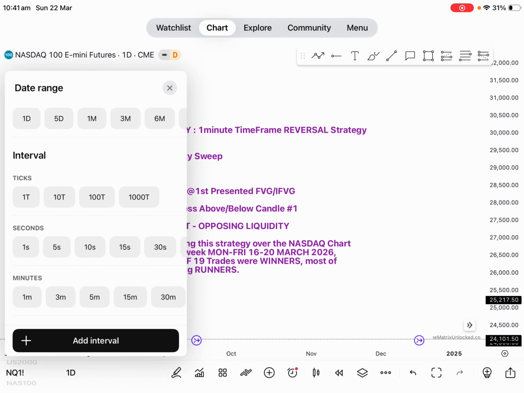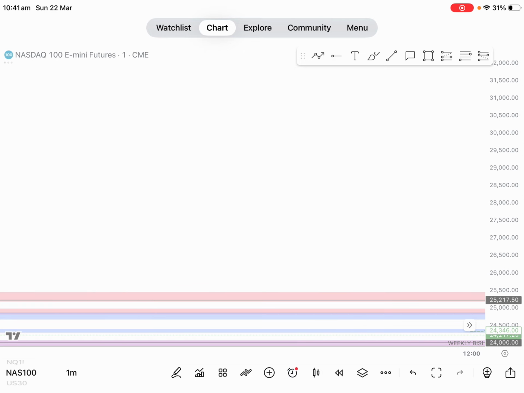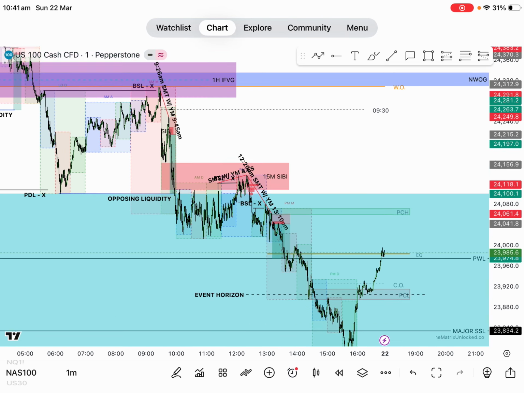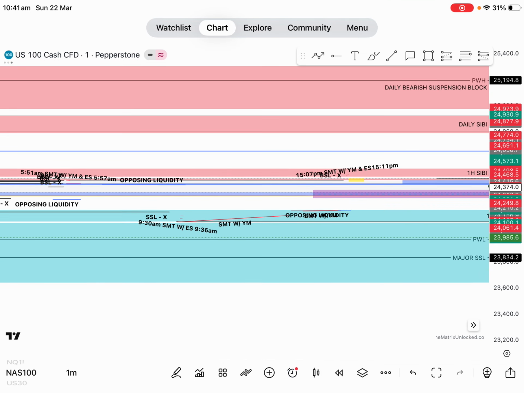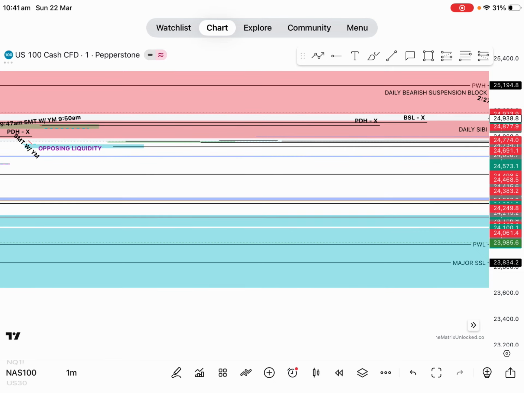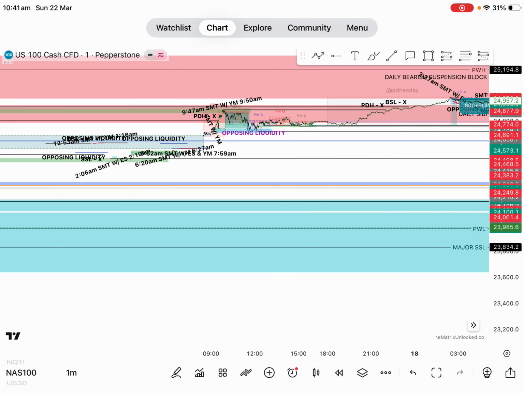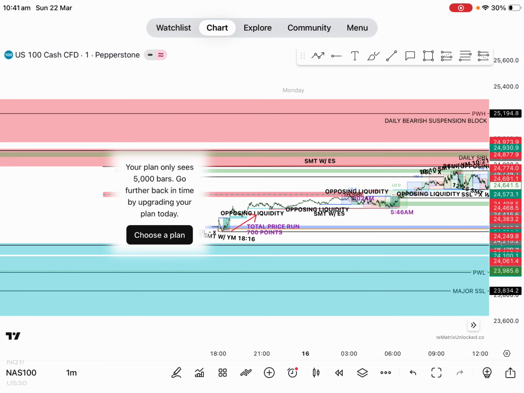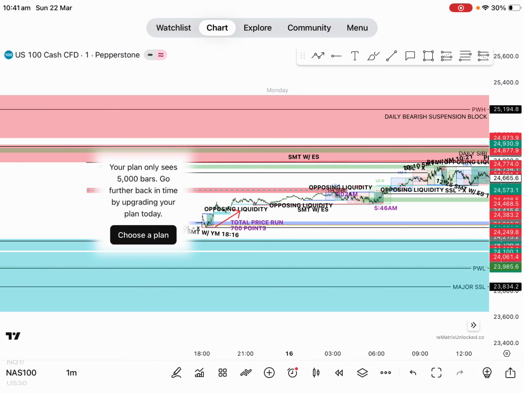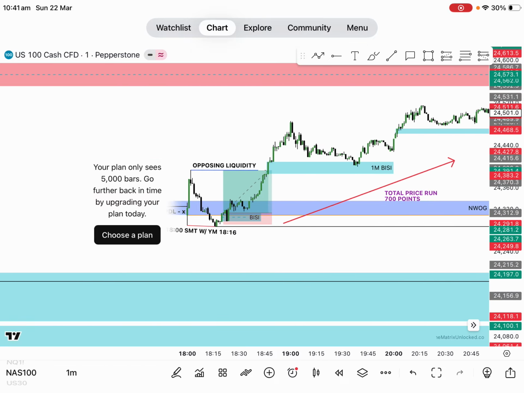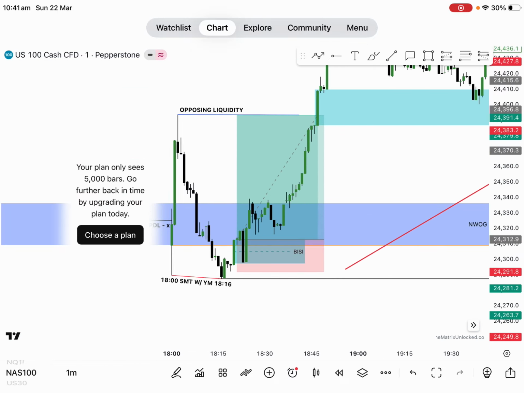So now let's go into the 1 minute chart. Mad simple strategy that I'm going to show you. I do not have a subscription to TradingView, so it only gives me a week's worth of 1 minute data, so you're going to have to bear with me, but I will show you nonetheless, don't worry.